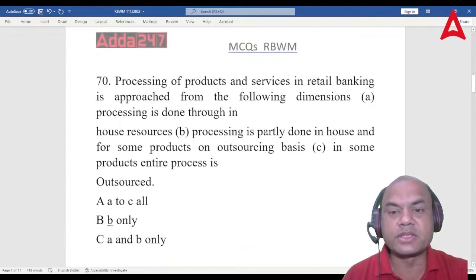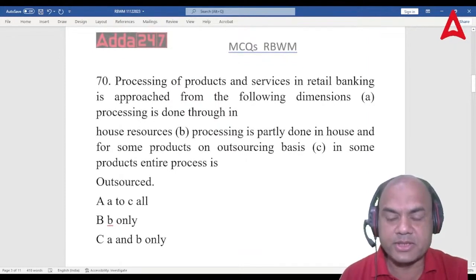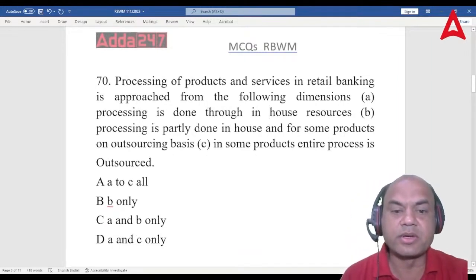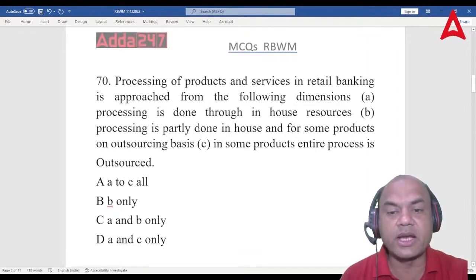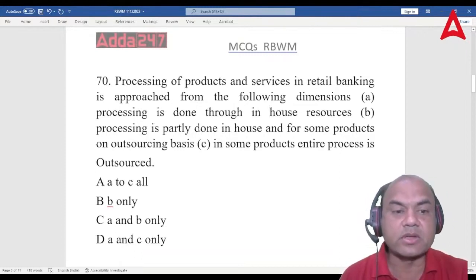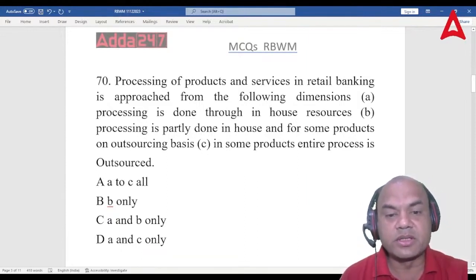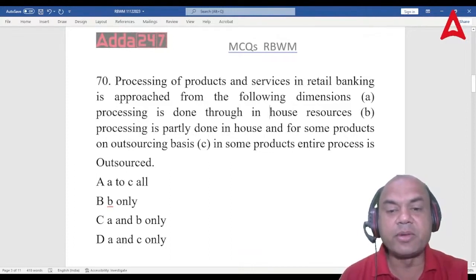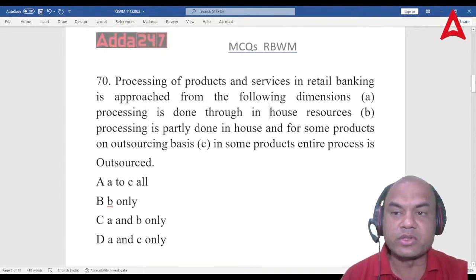Processing of products and services in retail banking is approached from the following dimensions. Number one, processing is done through in-house resources. Number two, processing is partly done in-house and for some products outsourced. Number three, in some products the entire process is outsourced. A to C all means in-house, then partly, and complete outsource. B only means some outsourced, some in-house. A and B only means in-house and some outsourced, and A and C only means in-house and completely outsourced. So what should be the answer over here?